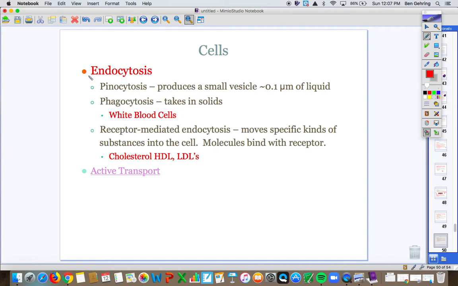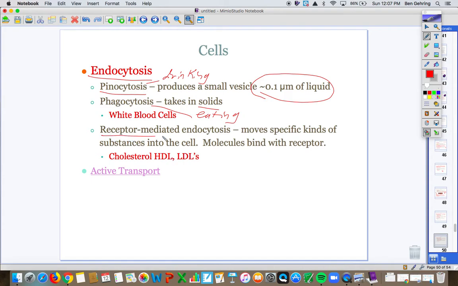With endocytosis, bringing things in, we have two main types. One is called pinocytosis, which moves liquids. This is like cell drinking. We also have phagocytosis, which is like cell eating. It brings in solids. So your white blood cells perform phagocytosis to destroy cells that aren't supposed to be there.